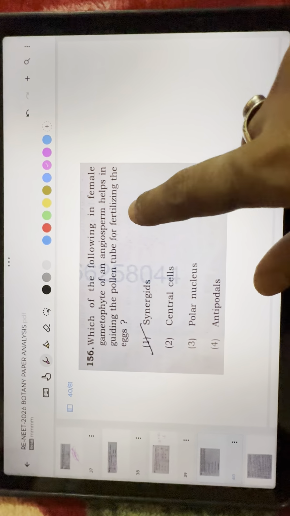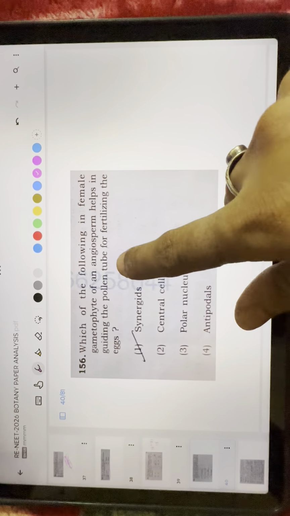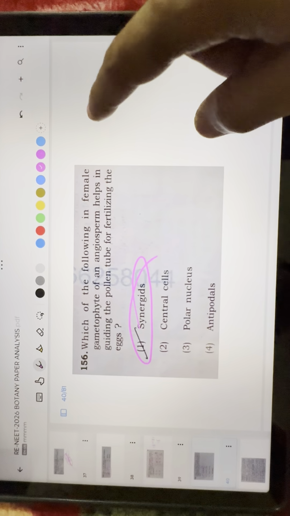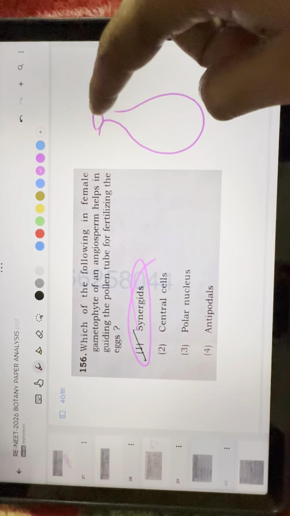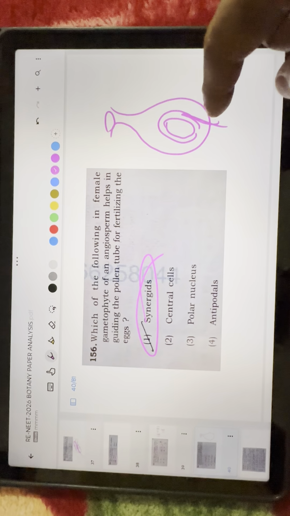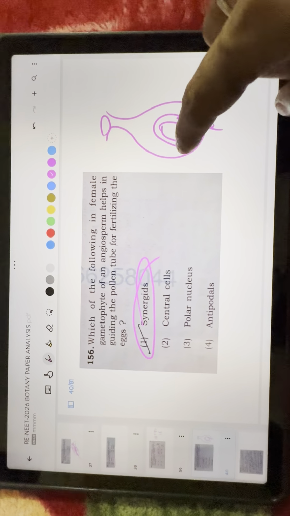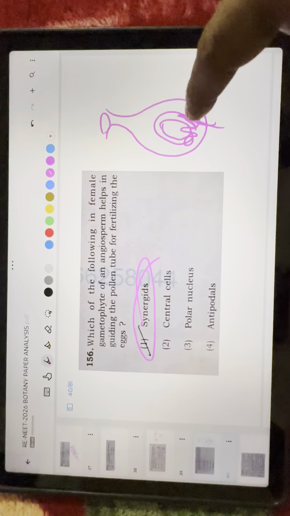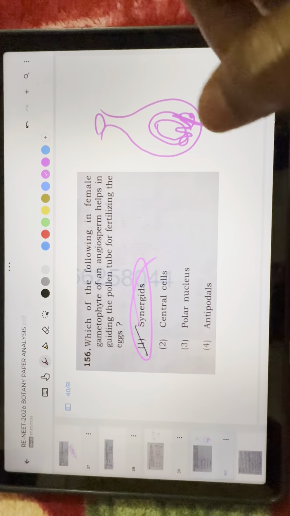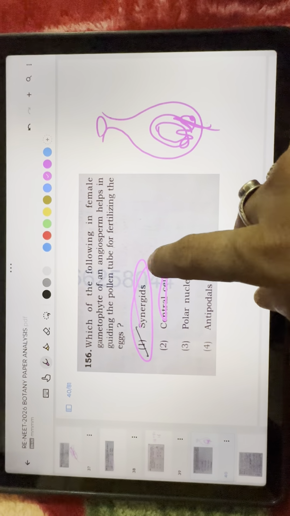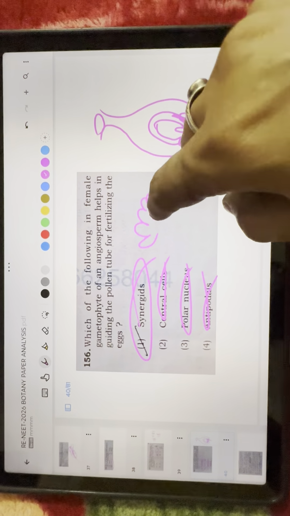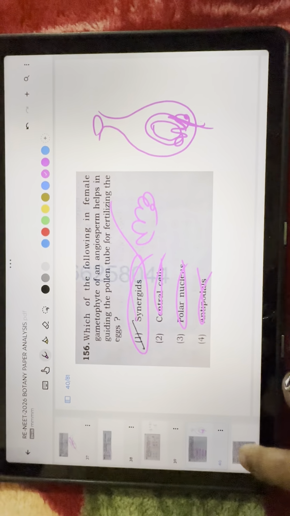Next, which of the following in the female gametophyte of an angiosperm helps in guiding the pollen tube for fertilizing the egg? That is the synergid. If you are talking about the stigma and style guiding this, the synergid's outermost layer, the filiform apparatus, will be present. Central cell, no. Polar nucleus, no. Antipodals, no. So we can go with the synergid.